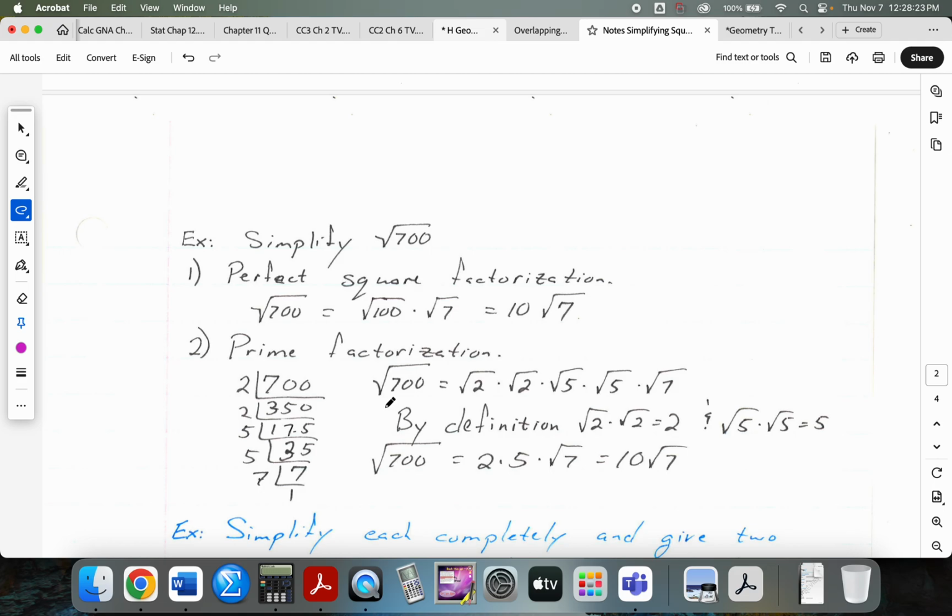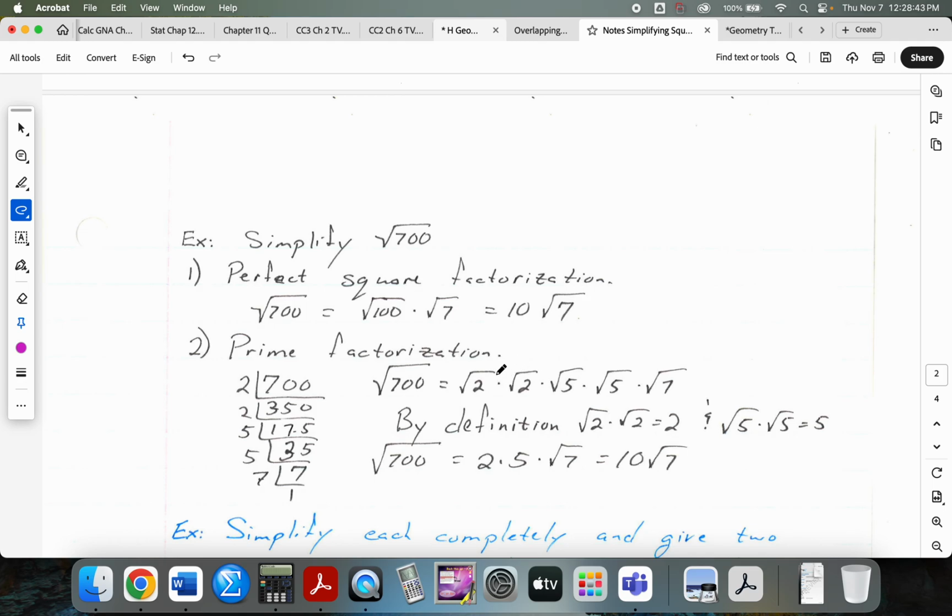So if we divide this up, notice I've got 2 2's, 2 5's, and a 7. The square root of 700 is the square root of 2 times the square root of 2 times the square root of 5 times the square root of 5 times the square root of 7. By definition, the square root of 2 times the square root of 2 is 2.